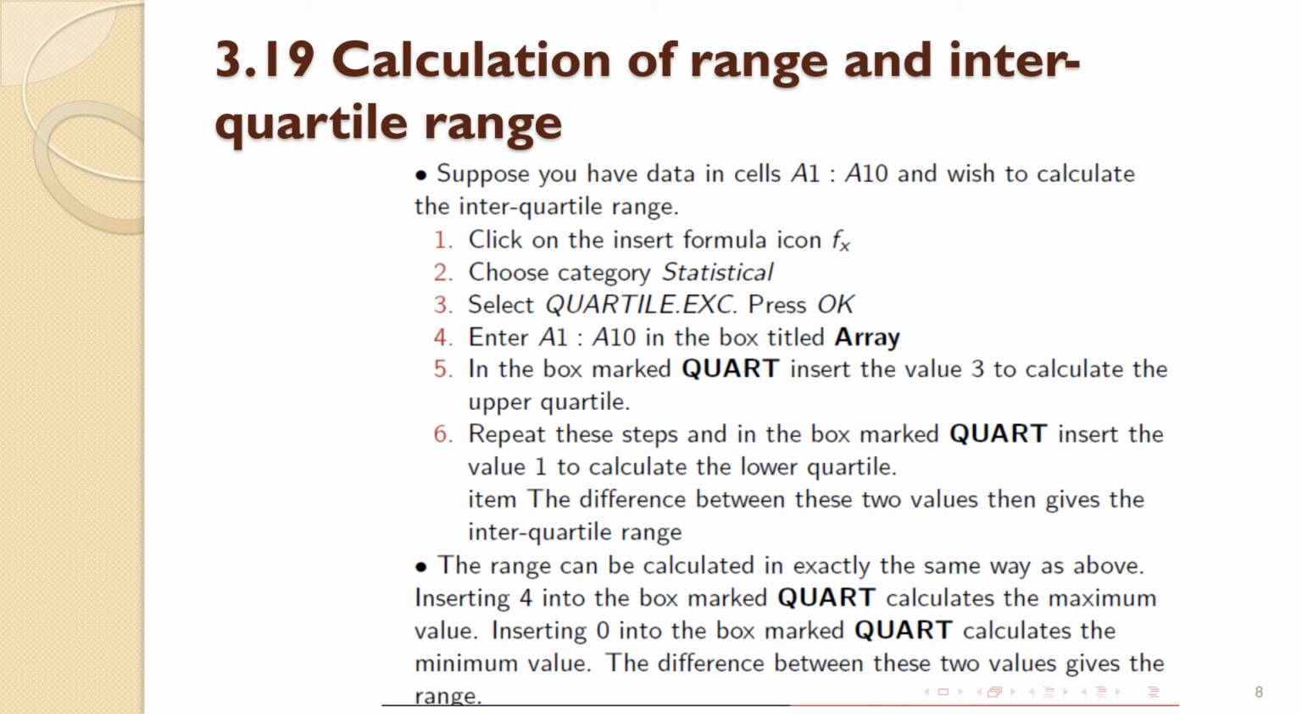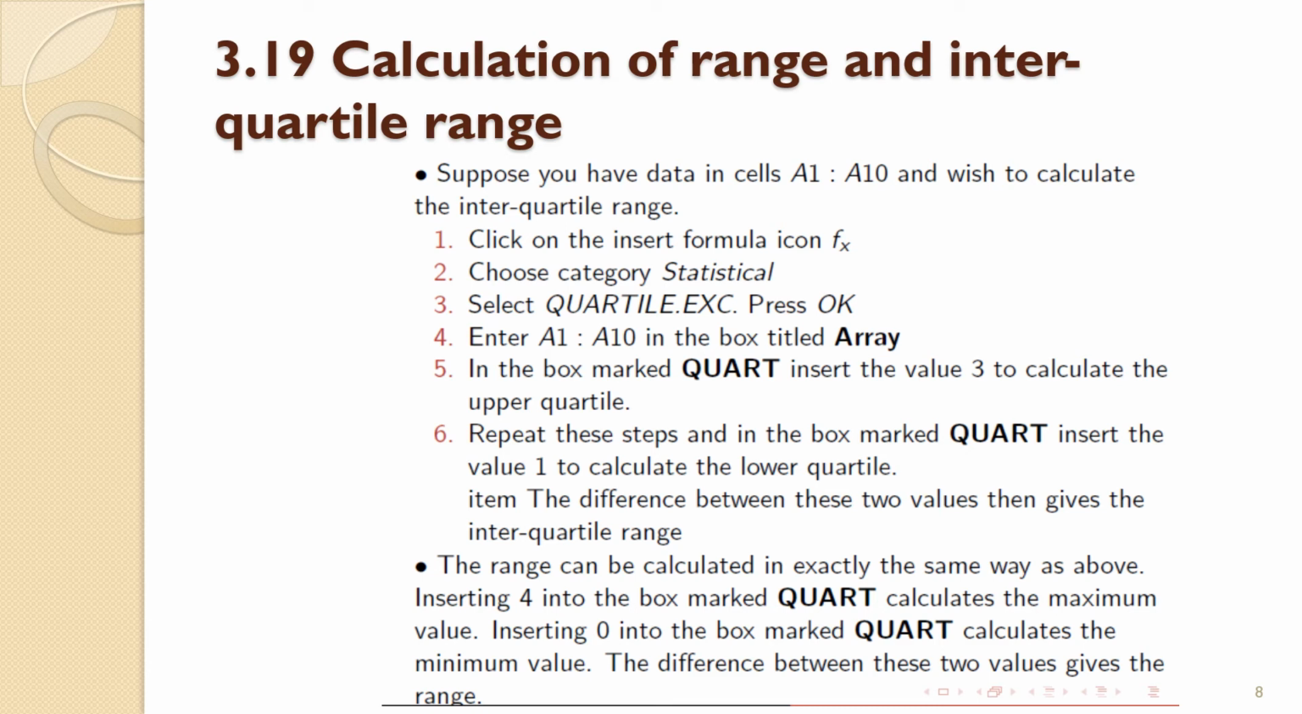Calculation of the range and interquartile range works in roughly the same way. So you've got the data set in cells A1 to A10, and you want to calculate the interquartile range. Now this does get a little bit clunky because Excel isn't a high-level programming language, so what you have to do is calculate the upper quartile, then the lower quartile, and then take the difference. You can't calculate the interquartile range in one step. Similarly, if you want to calculate the range, you need to find the maximum, then the minimum, and then calculate the difference. You can't calculate the range directly using the available formula.